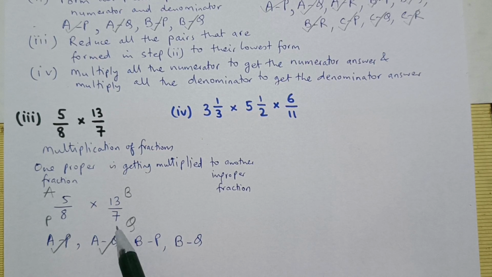Next pair is BP. B is 13, P is 8. 13 by 8 also you cannot reduce any further. So BP is also in its lowest form. Next numerator denominator pair is BQ. BQ is 13 by 7. This also cannot be reduced any further. So all the 4 numerator denominator pairs were already in their lowest form.